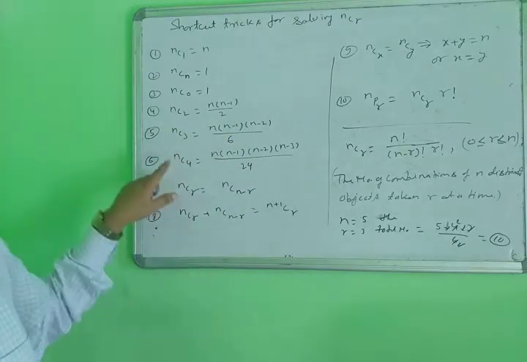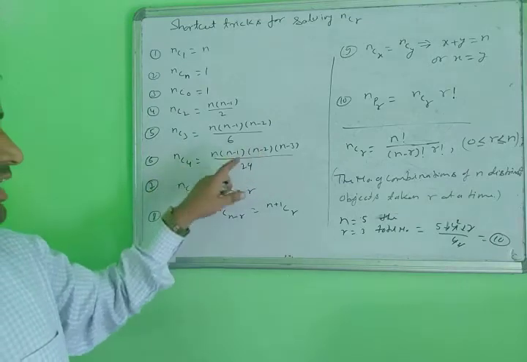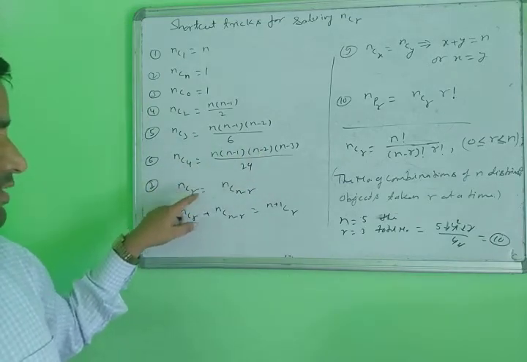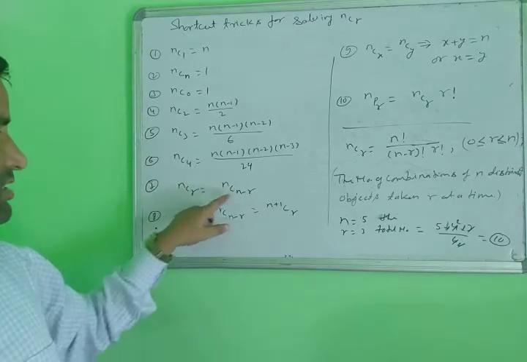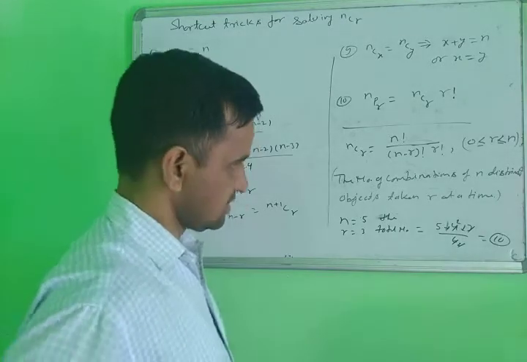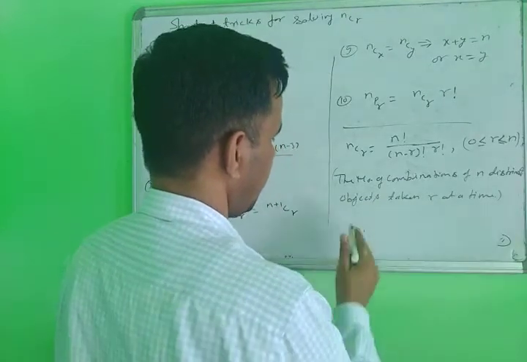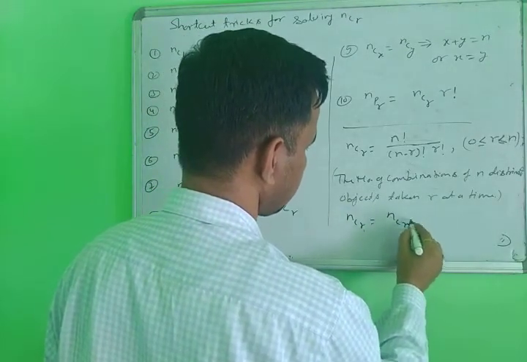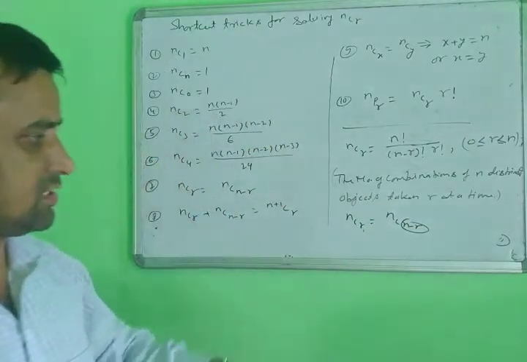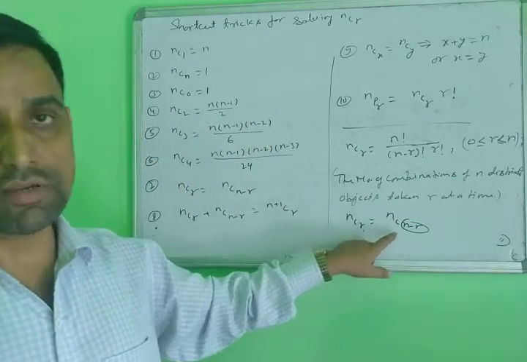Next, use this identity: nCr equals nC(n minus r). Both are the same. Suppose you are using nCr, the same identity you can use as nC(n minus r). The answer will not change. This is a very important identity.